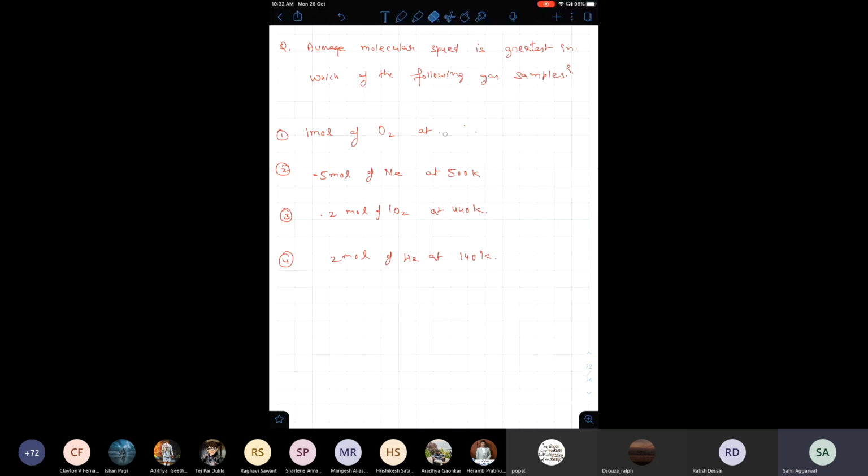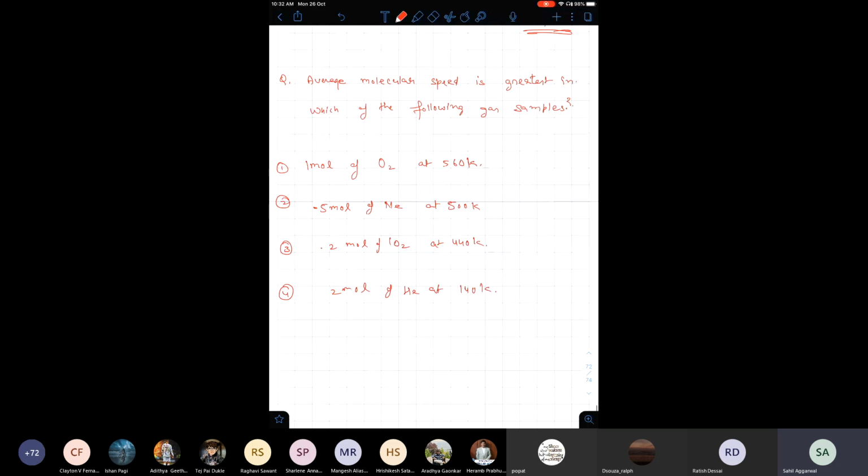So is this the rate of diffusion? Rate of diffusion, why? Average molecular speed is greatest in which of the following gas samples? You were not there in last class? I was there, sir. So is it the root 8RT upon pi M formula? You can relate it with that, the kinetic energy also, directly.